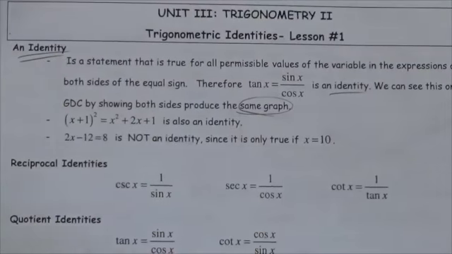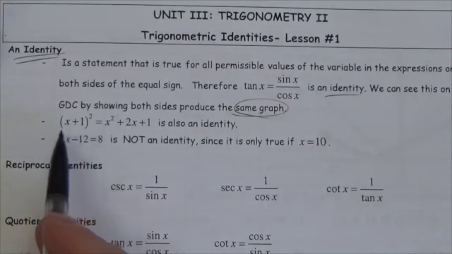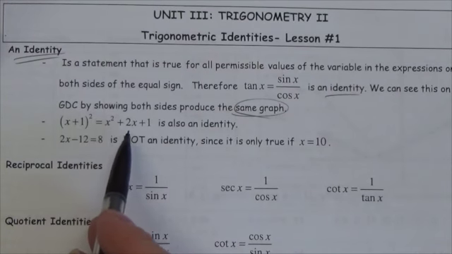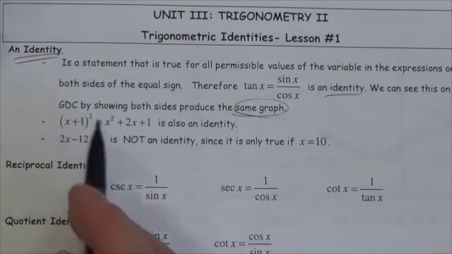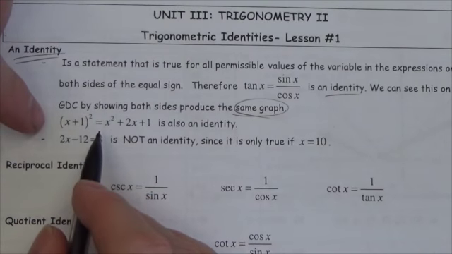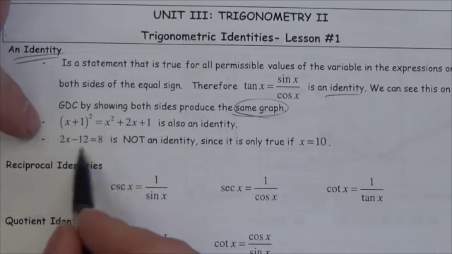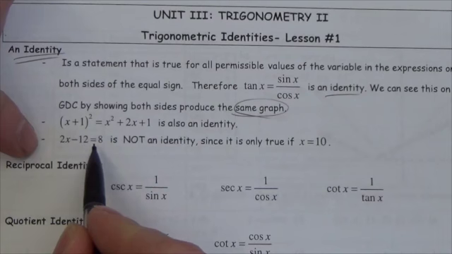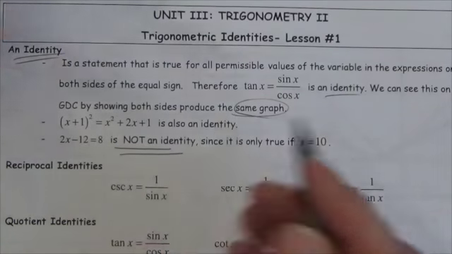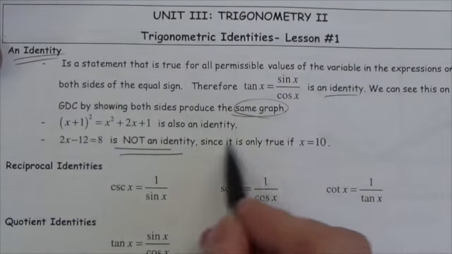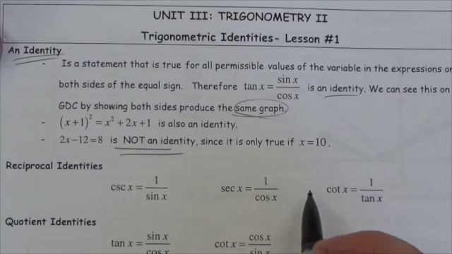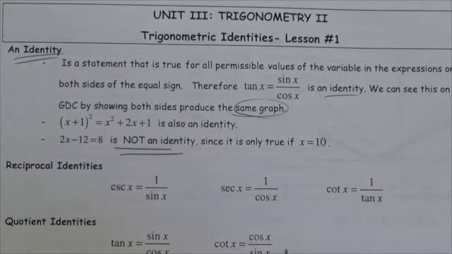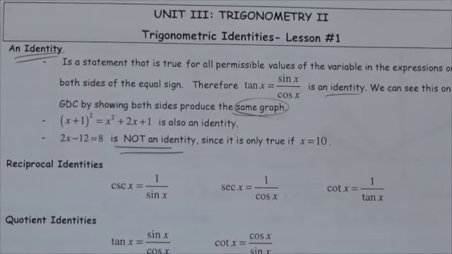Now there are other identities, and you've seen these along the way here. x plus 1 squared is equal to x squared plus 2x plus 1. They are the same expression. One is just fact and the other one isn't. That's an identity. However, this right here, 2x minus 12 equals 8, that's not an identity, that's an equation. It's only true if x is equal to 10. So if an expression can only be true at a specific value, it's not an identity.